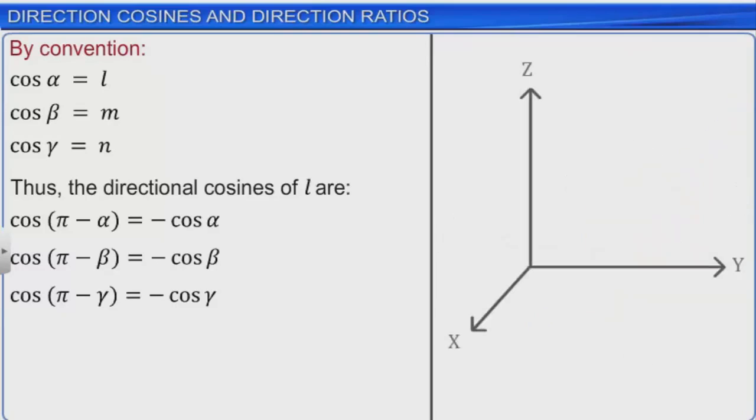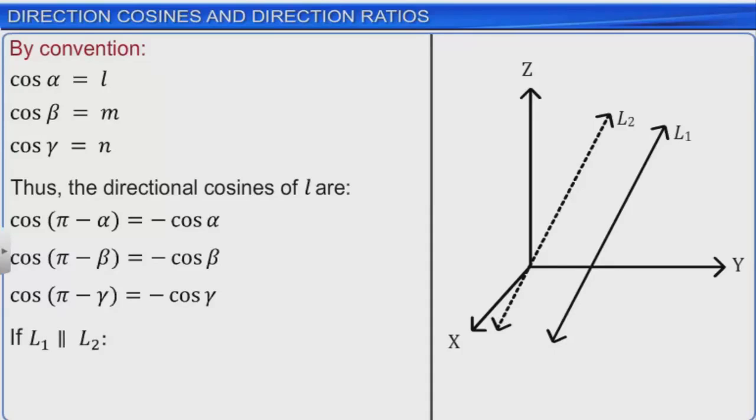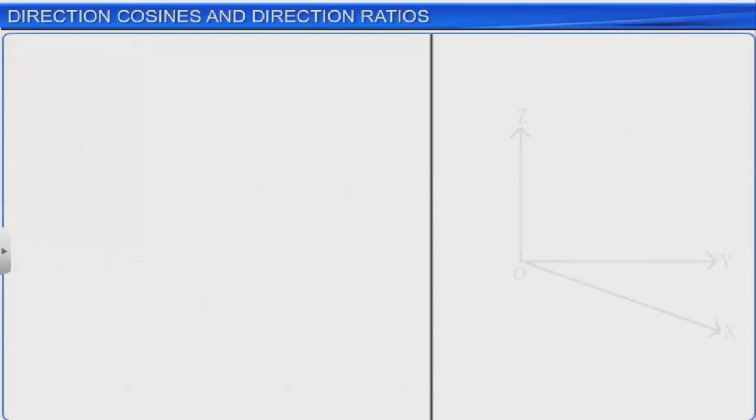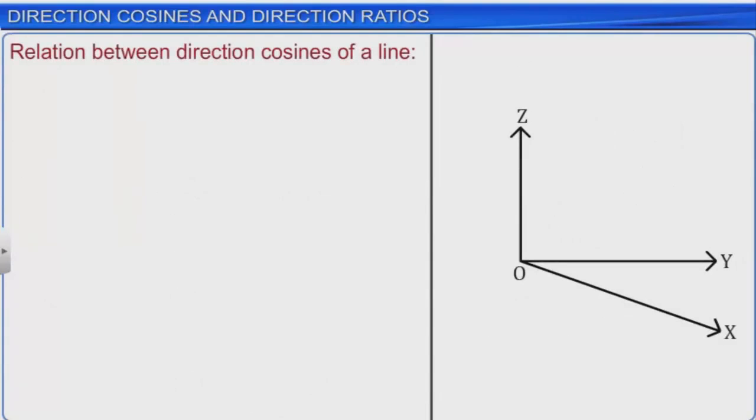To find the direction cosines of a line that does not pass through the origin, we consider a line parallel to the given line and passing through the origin. Since the two lines are parallel, the angles made by them with the coordinate axes are equal. Therefore, the two parallel lines have the same direction cosines. Now, let us derive a relationship between the direction cosines of a directed line.